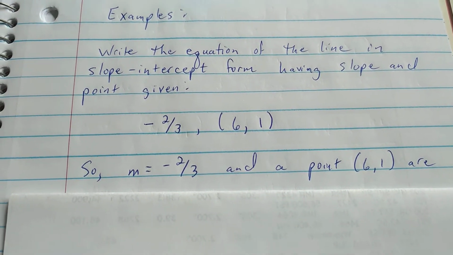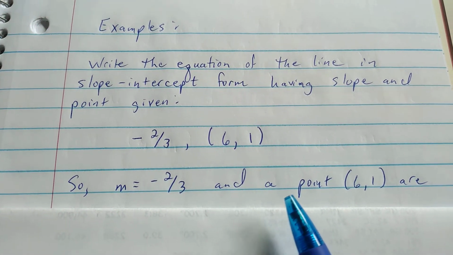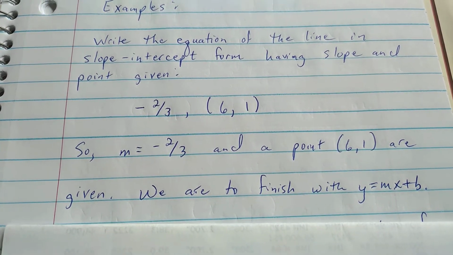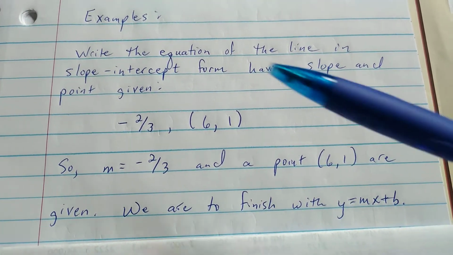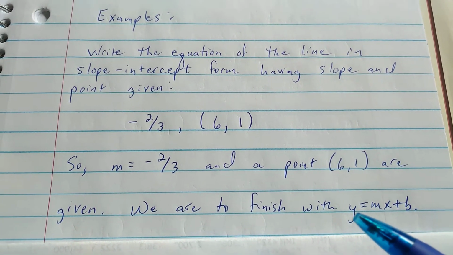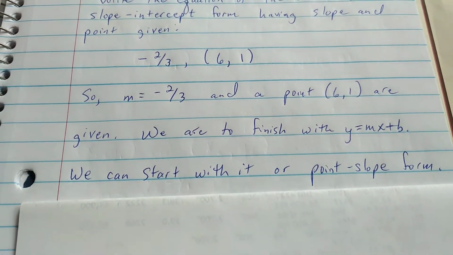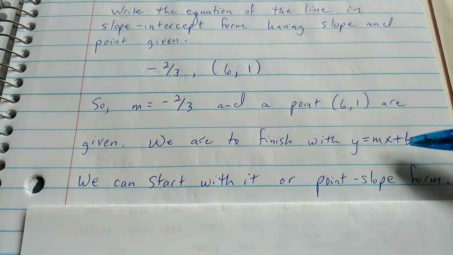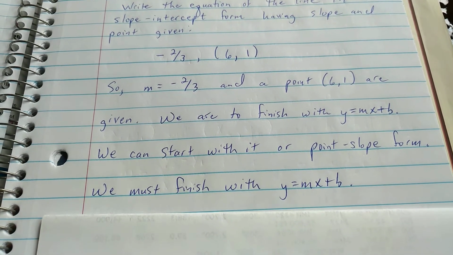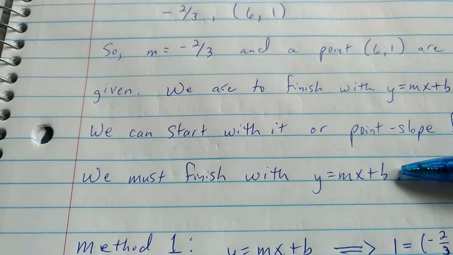So I'm reinforcing the slope-intercept form by indicating that the m is negative 2/3 and a given point is 6, 1. Now we wish to finish the problem in the form that's called slope-intercept form. So I remind ourselves this is the target form right here, y equals mx plus b. We can start with slope-intercept form or we can start with point slope form. It doesn't matter which form we start with, but we've got to finish this problem in slope-intercept form, which is y equals mx plus b.